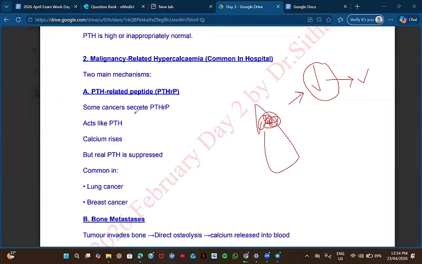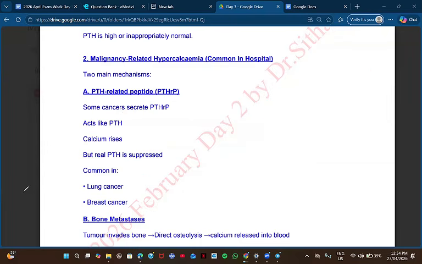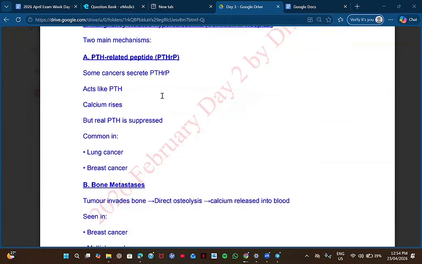Right, so some cancers secrete a parathyroid hormone-like peptide, which acts like parathyroid hormone, and then calcium rises, right? But the actual parathyroid hormone is suppressed, because this is not the actual one. This is a fake one. It has nothing to do with the actual parathyroid hormone. This is parathyroid hormone-like peptide.